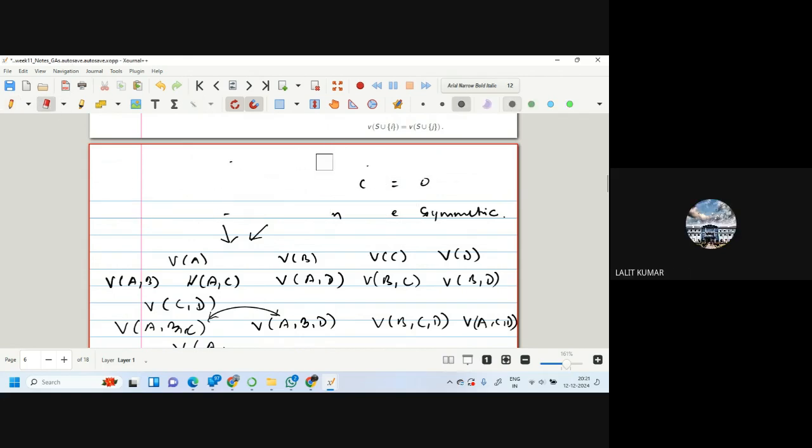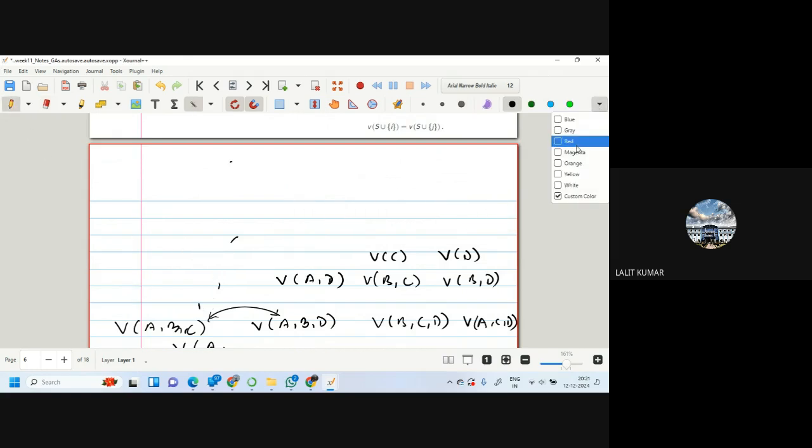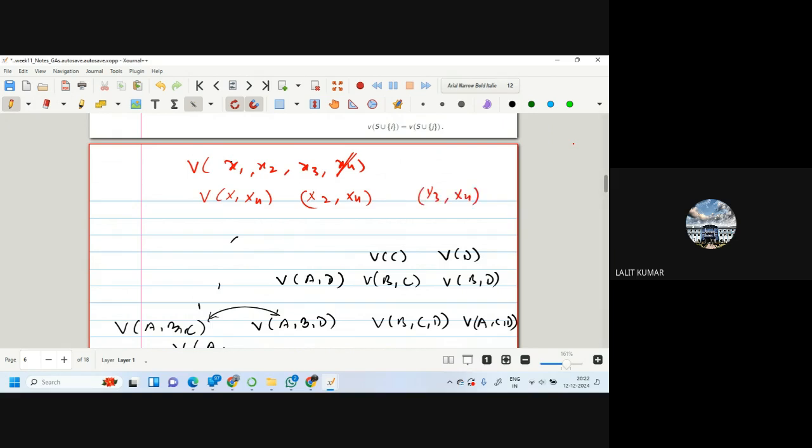Now we come to the second concept, which is known as the null player. I will take this example only. Suppose these are members x1, x2, x3, x4. If you remove this x4 from all the collisions, that is x1 x4, x2 x4, x3 x4, then also the value remains the same.